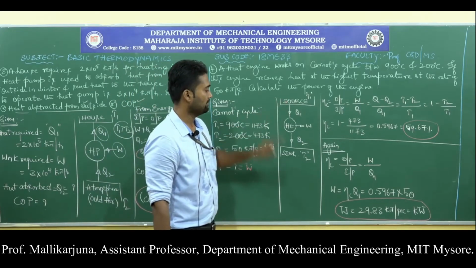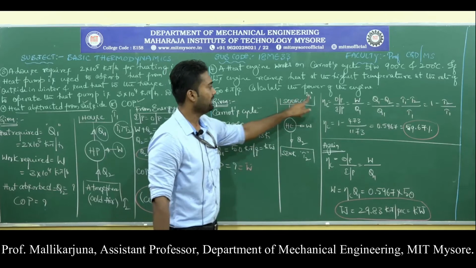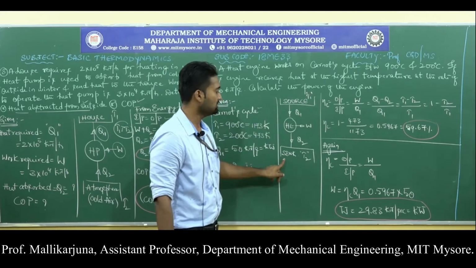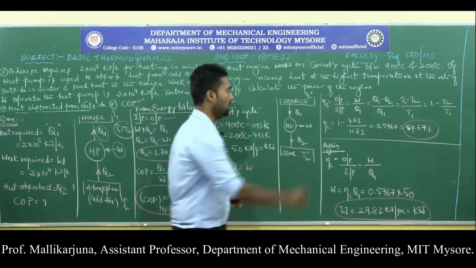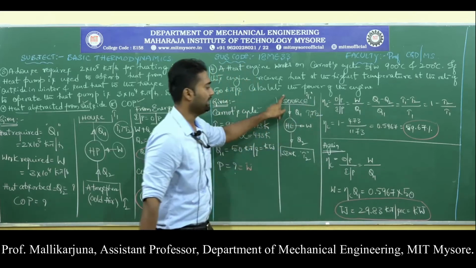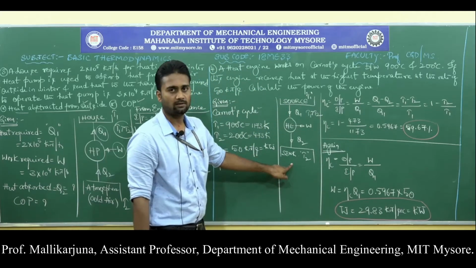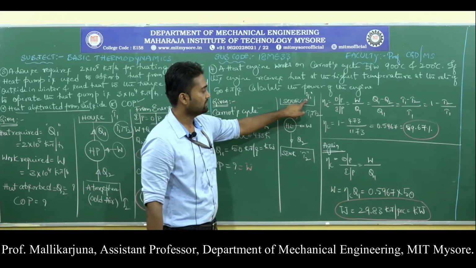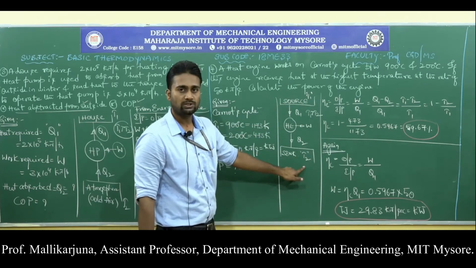I have written source and sink. Source is operating at temperature T1, sink is operating at temperature T2, and I will put a condition wherein T1 is greater than T2. That means source is at a higher temperature than that of the sink. Now T1 is the highest temperature and T2 is the lowest temperature.